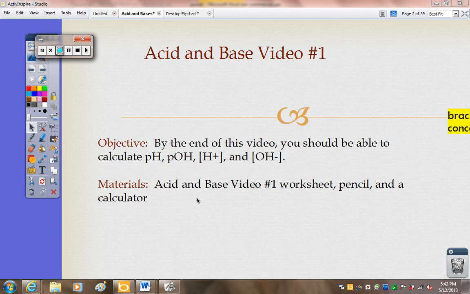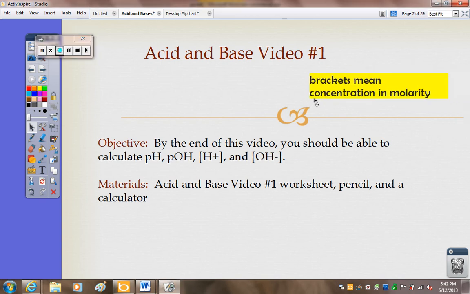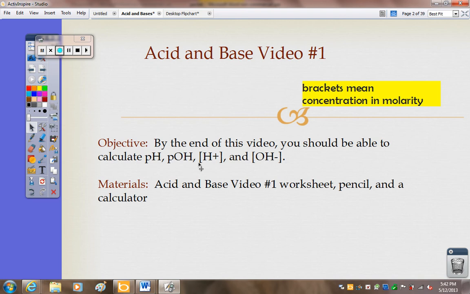This is acid and base video number 1. By the end of this video, you should be able to calculate pH, pOH, H+ ion concentration, and OH- concentration. Please note that whenever you see the brackets, that means that you want to find the concentration in molarity.